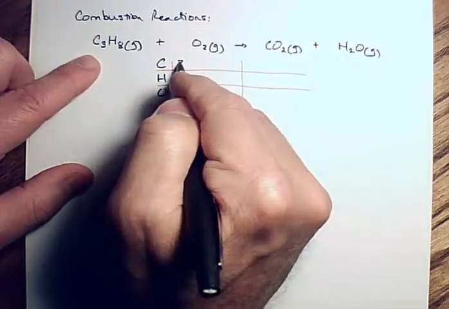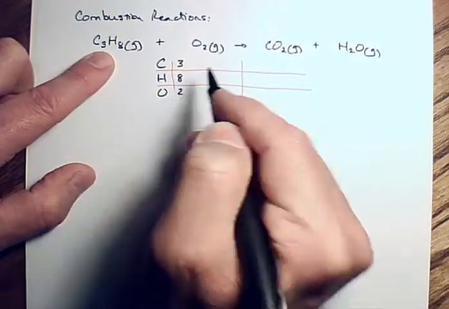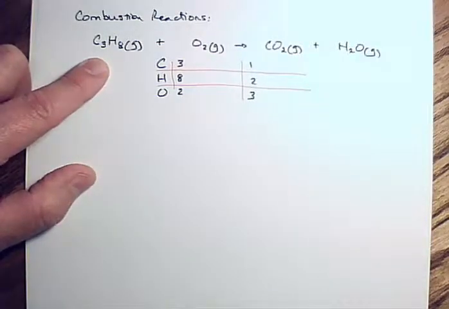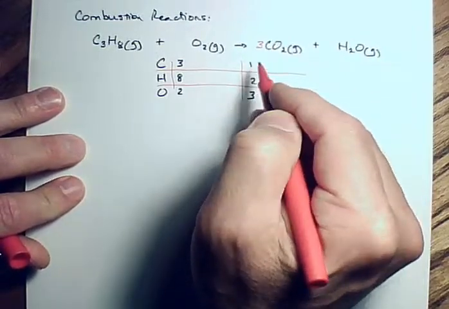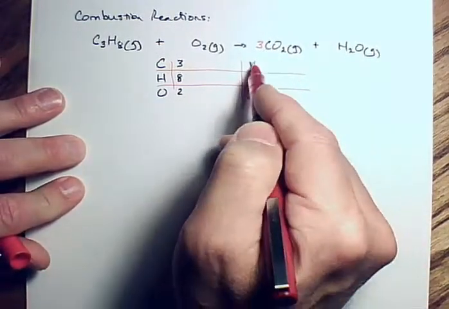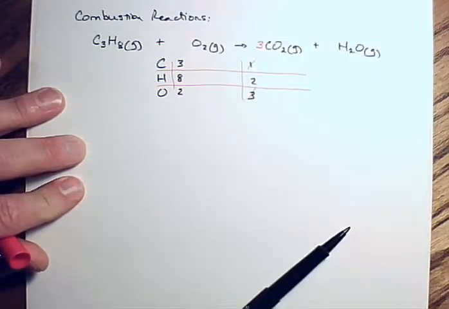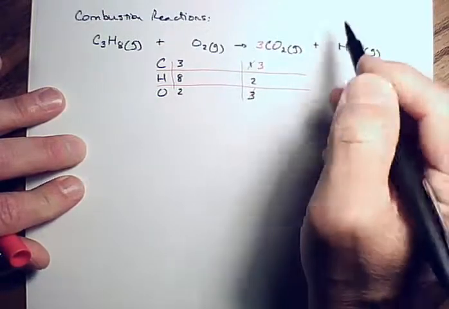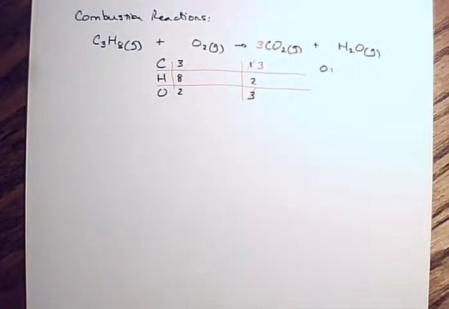So 3 carbons, 8 hydrogens, 2 oxygens to start. Over on the other side, it's always 1, 2, 3. To balance the number of carbons, we're going to put a 3 here. That's going to change the number of carbons and oxygens. So now we have 3 carbons, and adding up the oxygens, and I'm showing you this almost every time we do a combustion reaction, that you add up on the side.